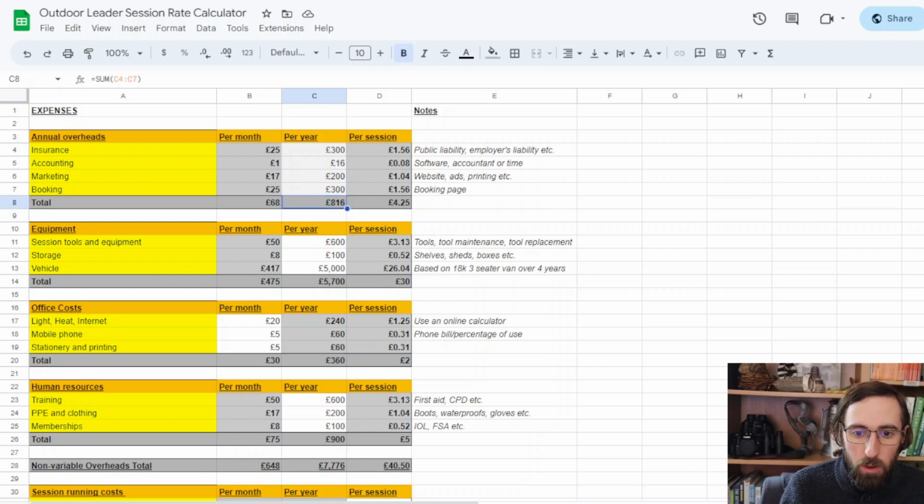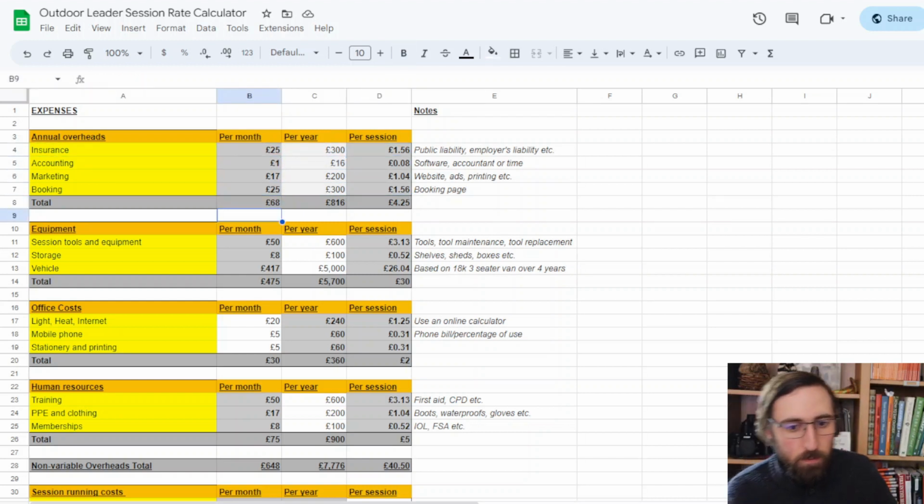And there we go, and then we have the booking platform as well. Now the way these spreadsheets are set up, you can change the values in the white boxes, and then the grey boxes are automatically changing, because you tend to pay annually for a lot of these costs. I'll give you a per session amount and per month amount.